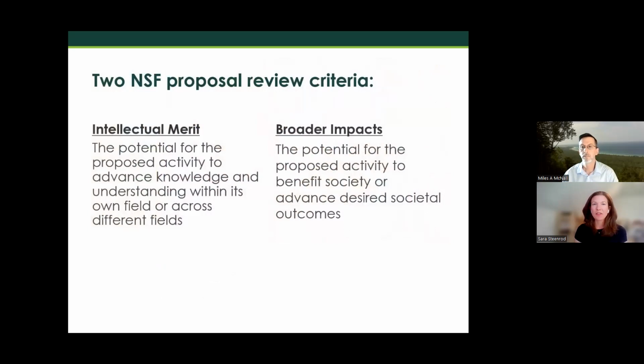So NSF uses two proposal review criteria for all of the proposals that it receives. The first is the intellectual merit, and that's defined as the potential for the proposed activity to advance knowledge and understanding within its own field or across different fields. So this is going to be the impact on science. The second criteria, which is going to be the focus today, is broader impact, and that's the potential for the proposed activity to benefit society or advance desired societal outcomes. Next slide.